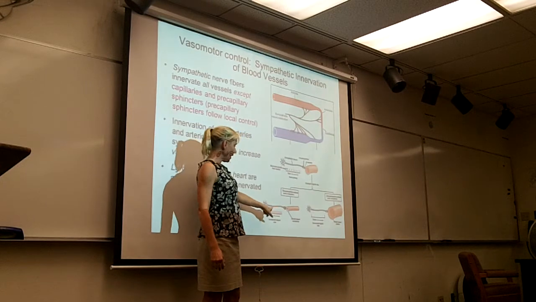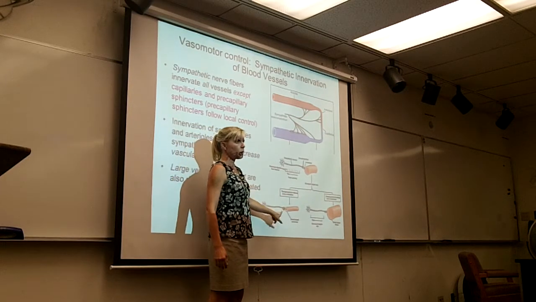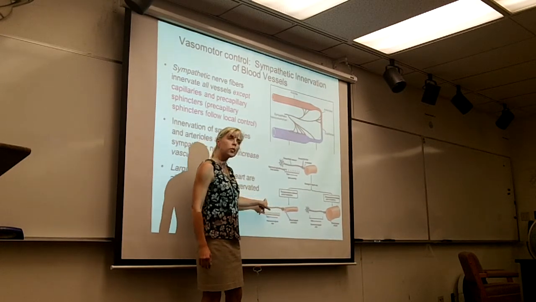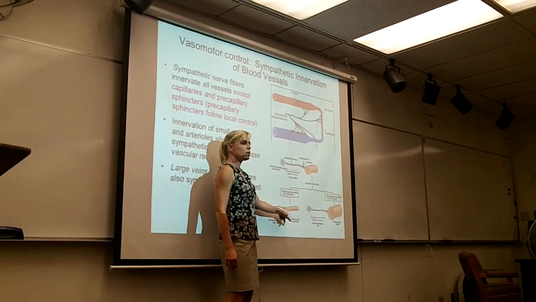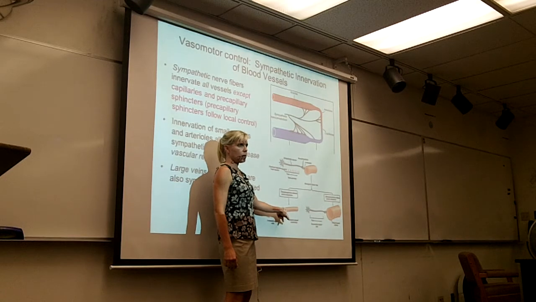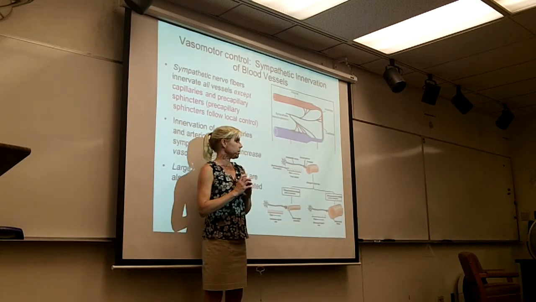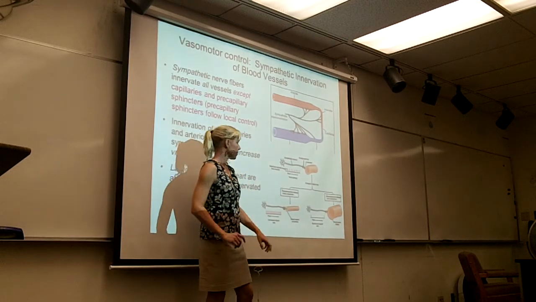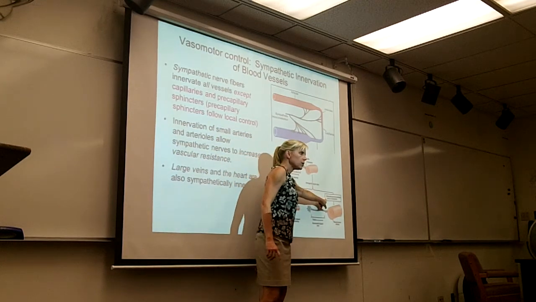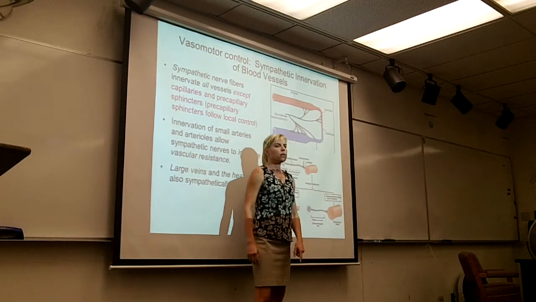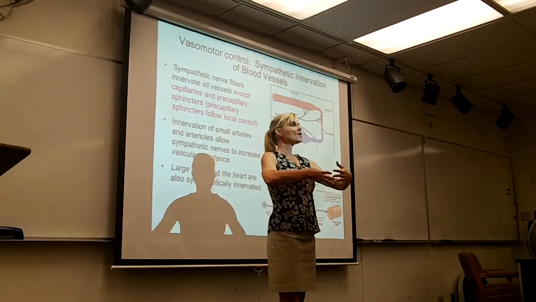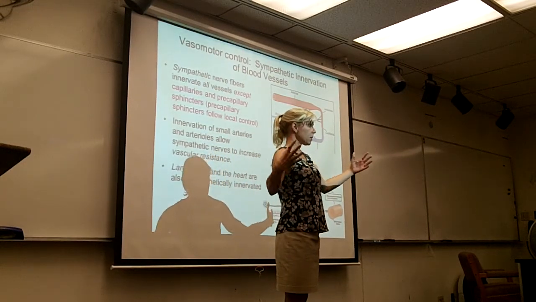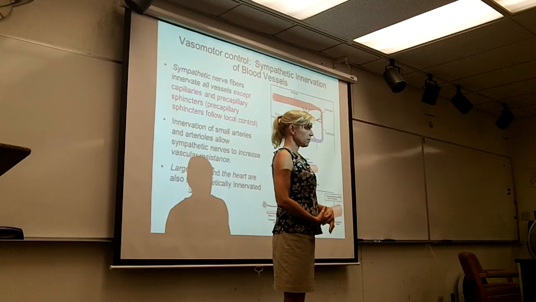If you have changes in sympathetic tone, where the sympathetic nervous system gets more active, then we would have more norepinephrine released on those alpha-1 receptors, and we get more vasoconstriction. If we have reduced sympathetic activity, then that means less norepinephrine released, and that means the tunica media would relax, and we get vasodilation.